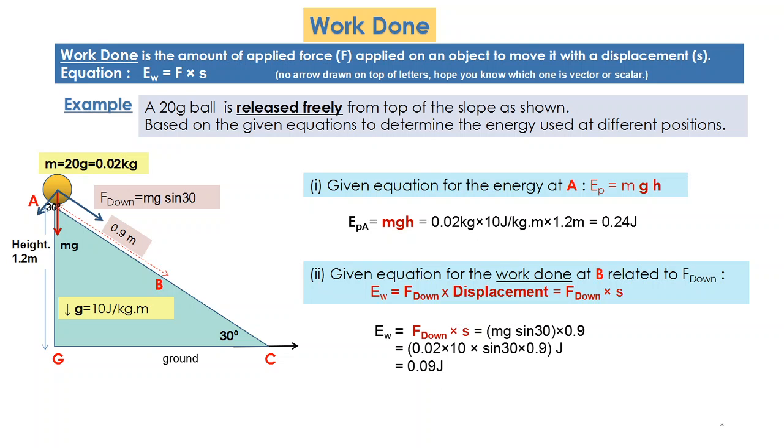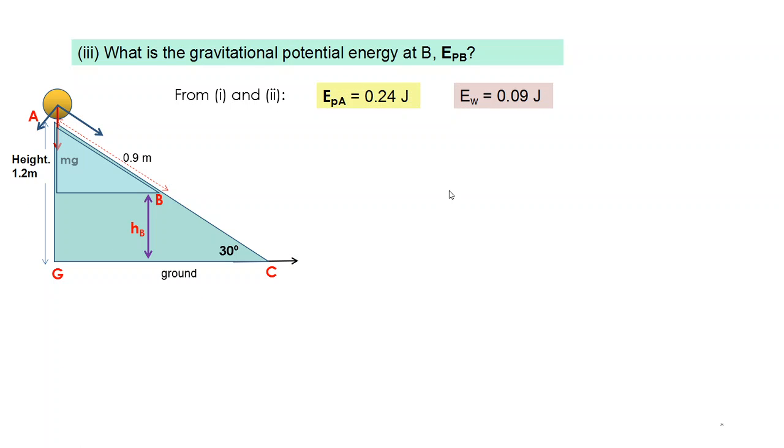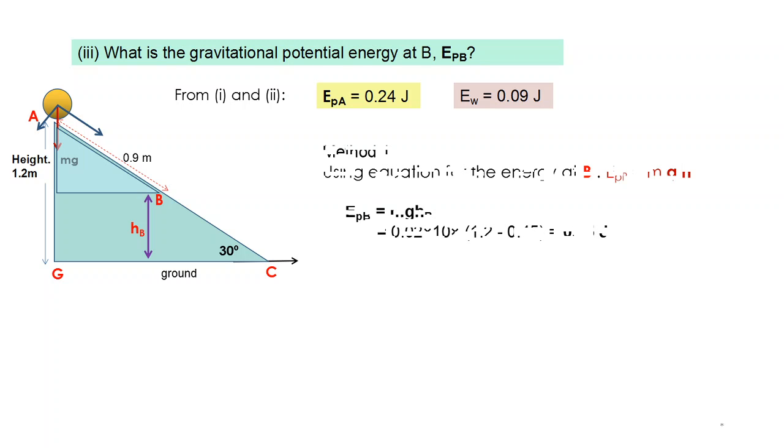Question 3. What is the gravitational potential energy at B? In the previous calculation in 1 and 2, the potential energy at A is equal to 0.24 joules. The work done is 0.09 joules. The gravitational potential energy at A is the initial stored energy, and work done is the used energy. In order to determine the potential energy at B, we can have two methods.